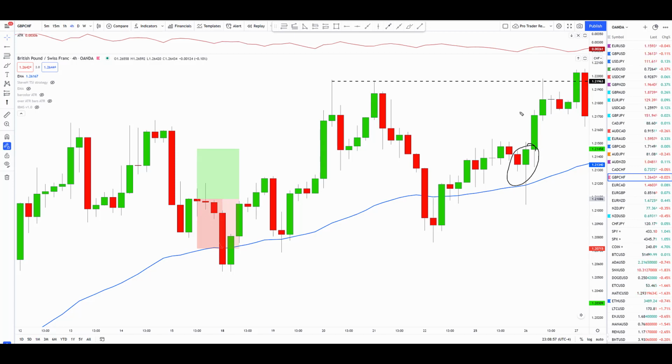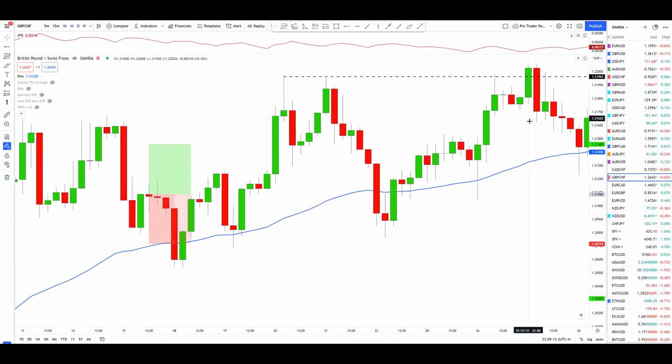Let's take a look at the rules. The rules are our entry, no matter what, needs to be the lowest swing low of the overall pullback from here to here. Is this the lowest swing low? No, it's not. Not at all, right? So it would not be a valid entry.